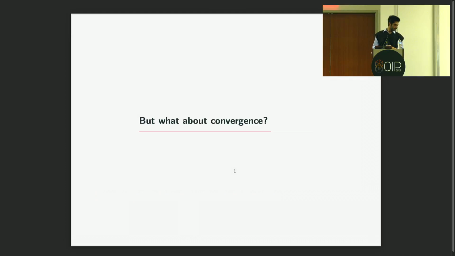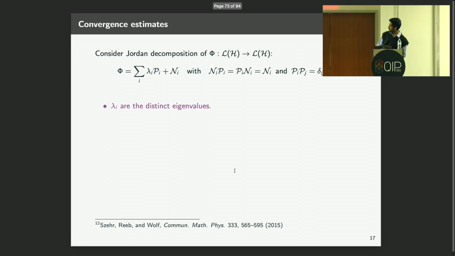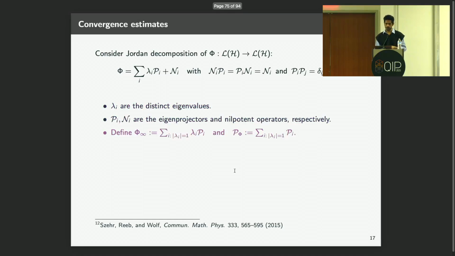Okay, I have 3 minutes. Let's talk a little bit about the convergence behavior. For any noisy channel, you can always do this Jordan decomposition, and you can combine the Jordan blocks for the peripheral eigenvalues into this asymptotic part of the channel, and you can write down the projector onto the peripheral space by summing over the projectors onto the Jordan blocks of peripheral eigenvalues.